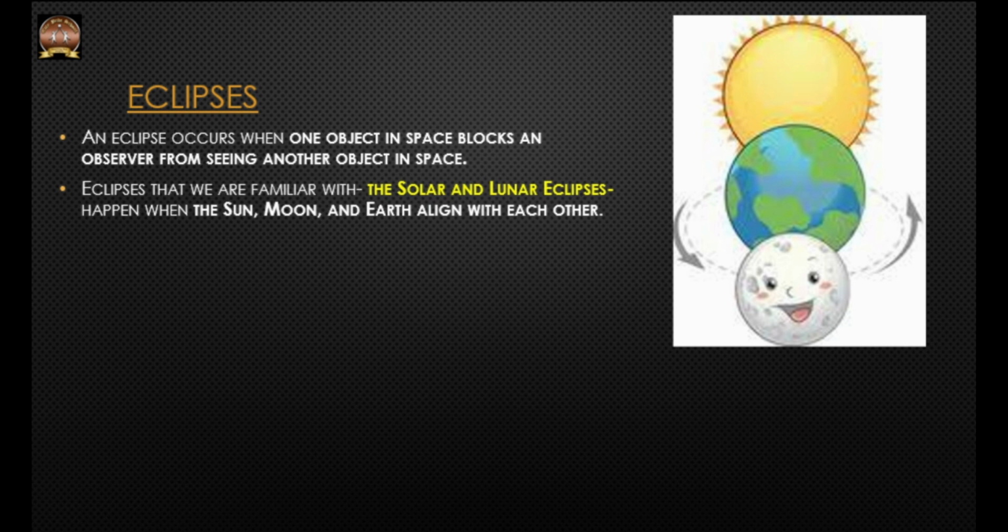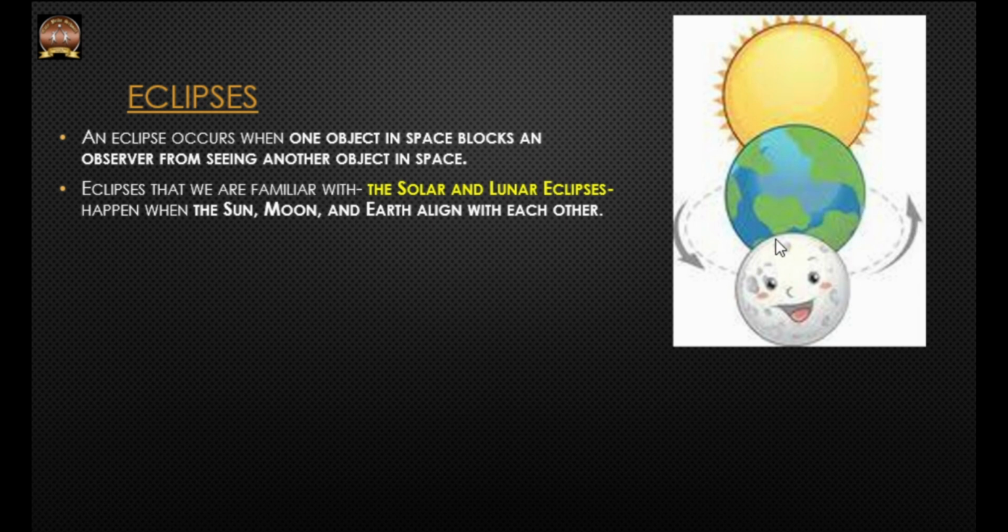Moving on to the topic of eclipses. An eclipse occurs when one object in space blocks an observer from seeing another object in space. We are familiar with solar and lunar eclipses. These eclipses occur when the three astronomical objects, that is the sun, the earth, and the moon, are aligned or coming to a single line with each other. And based on their arrangement, we could have either a solar eclipse or a lunar eclipse.